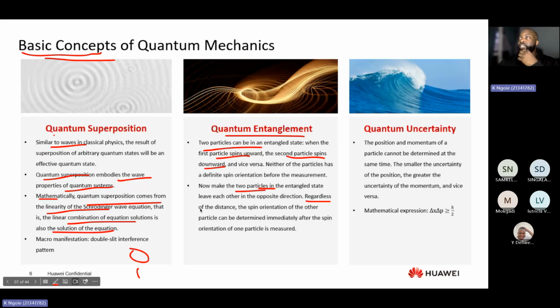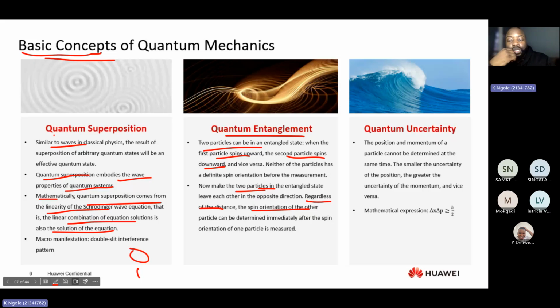Regardless of the distance, the spin orientation of the other particles. So that is when we talk about entanglement. So basically, when we talk about quantum entanglement, this is just an effect in which two or more particles can be correlated in such a way that when we look at the quantum state of each particle, we cannot describe independently which one is which.